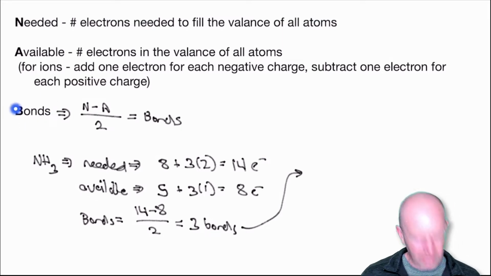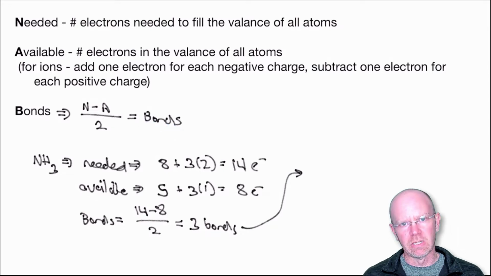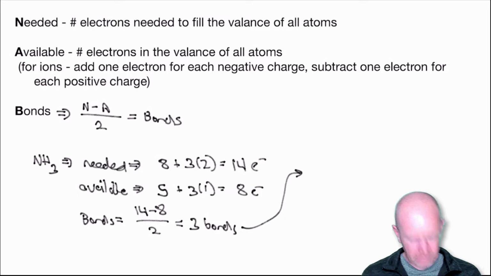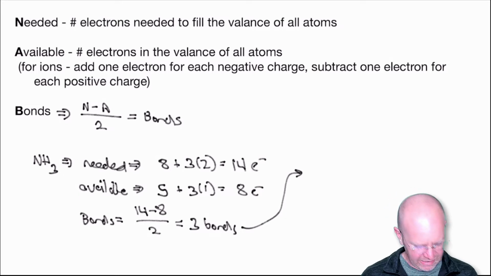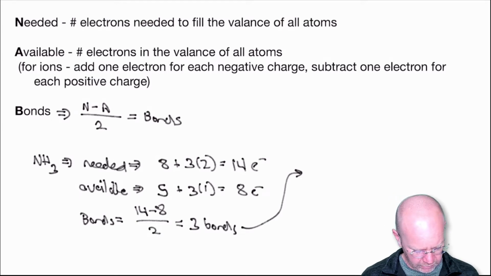And then finally, if we want to know how many bonds have to exist in the Lewis structure, we're going to take the needed electrons minus the available ones, divided by 2, because you need 2 electrons to make a bond, and that's going to tell us the number of bonds that are going to exist in your Lewis structure. On the previous slide, we had a Lewis structure of ammonia, so let's see how that analysis would work with one where we already know the answer, and then we'll do a couple where we go from scratch.